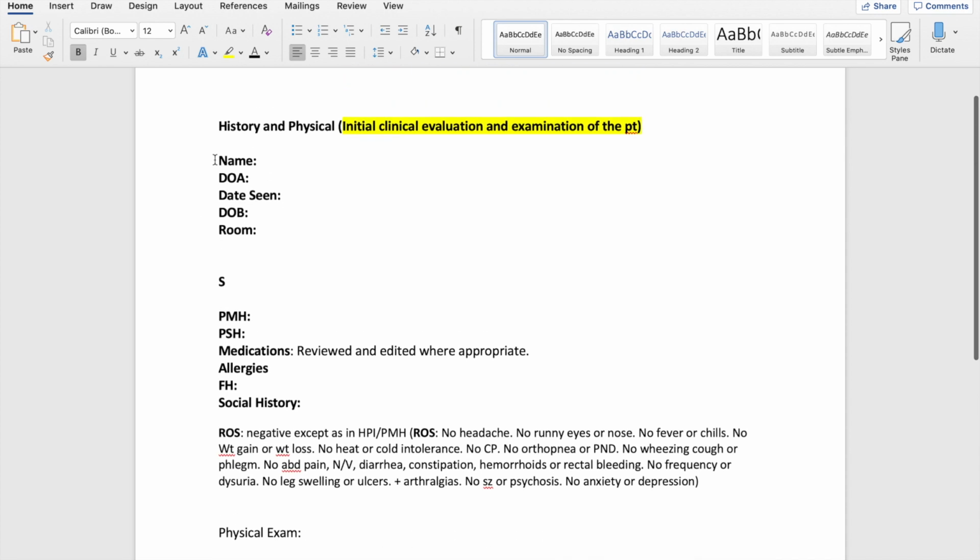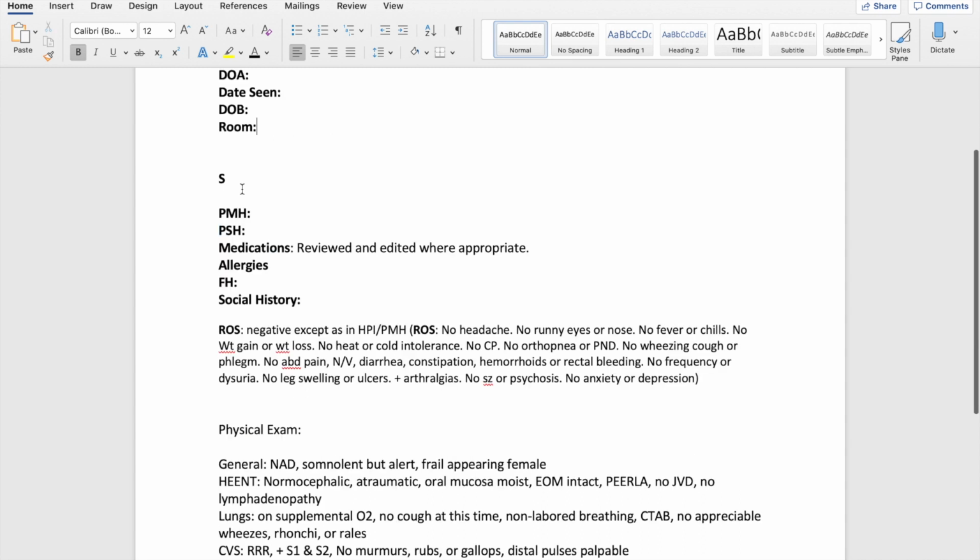So right here, self-explanatory, I like to formulate mine like this, and then right here definitely goes down into the area of your objective data. So this is pretty much all objective data right here. Even your physical exam, all of this is objective data. Now past medical history, social history, I went ahead and wrote reviewed and edited where appropriate. You can say that. I typically list the medications that the patient is on. I will show you in the other example when I move on to that. So you can do either or. You can list all the medication, or you can just write it out like that.